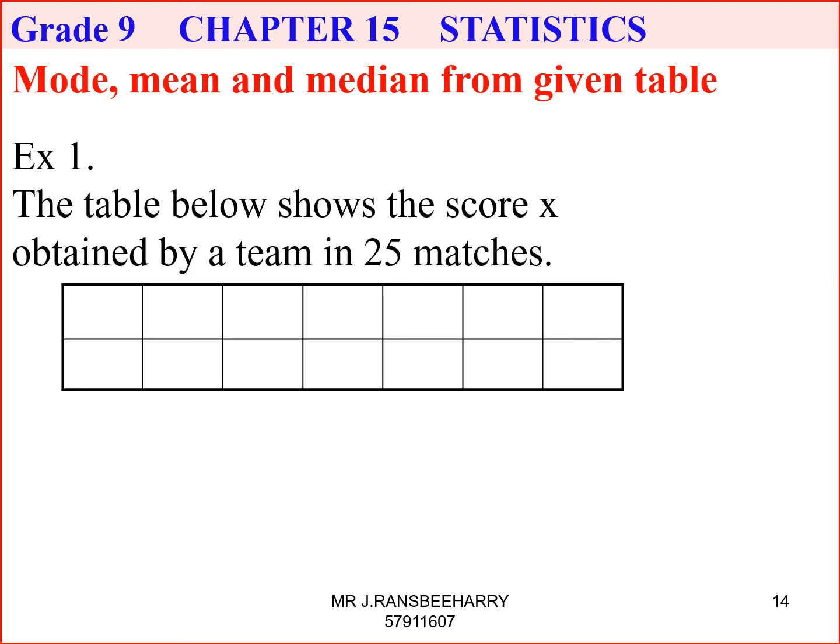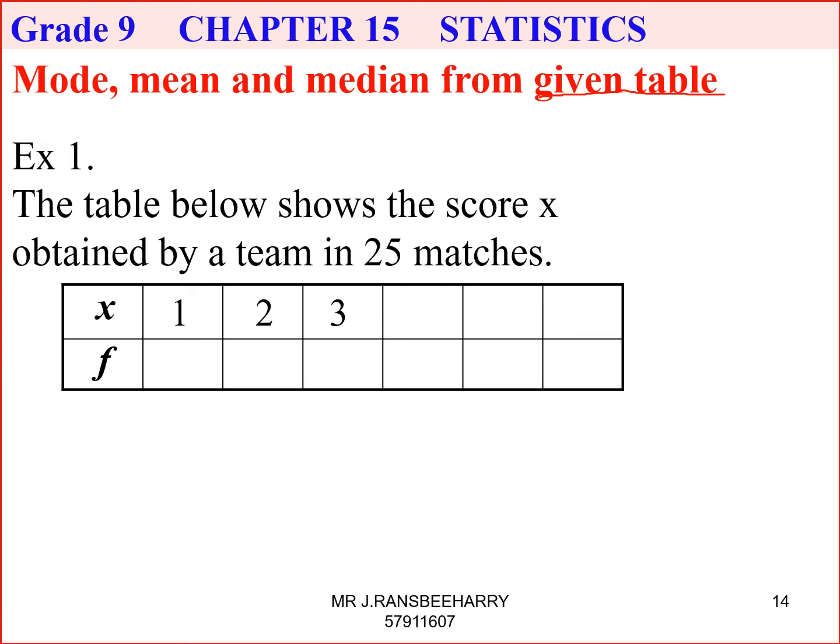Now another example. The next part is mode, mean, and median from a given table. So we have a table, also known as the frequency table. Given this, we need to find the mode, mean, and median. For example 1, the table below shows the score X obtained by a team in 25 matches. X is the score, and F represents the frequency. Frequency means how many times.